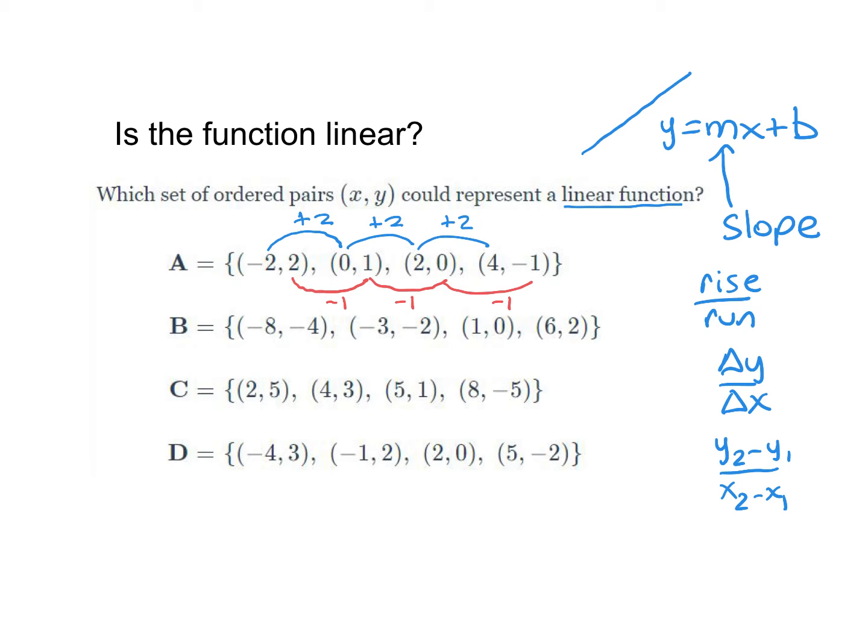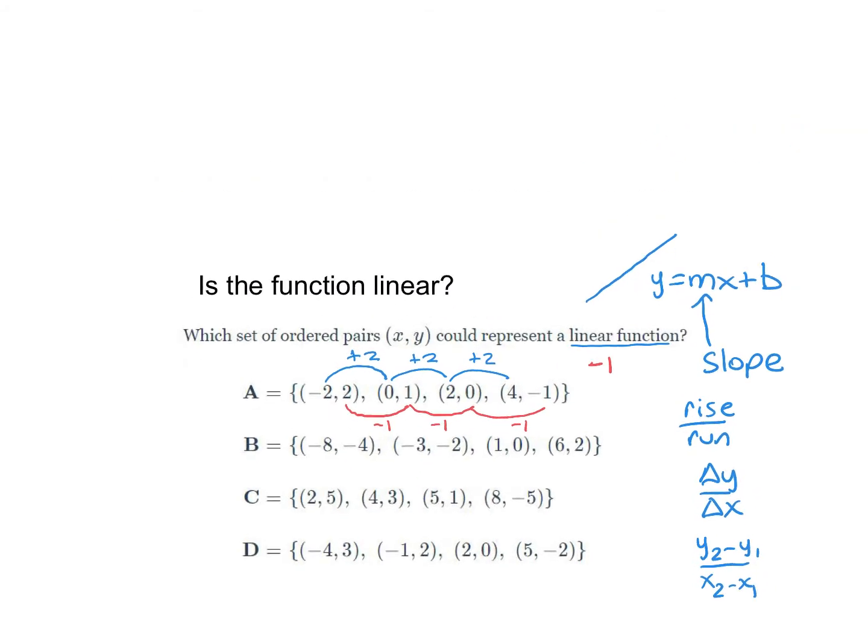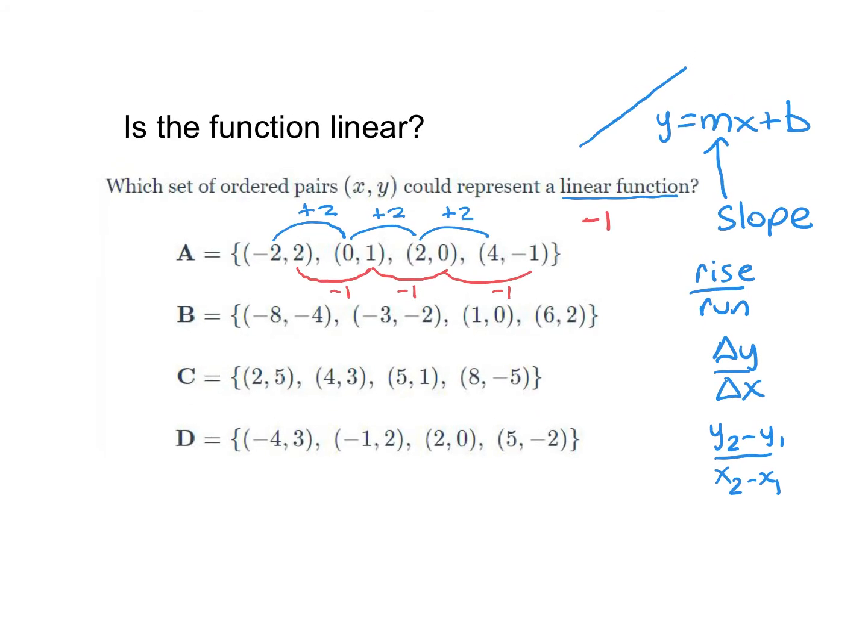So my rate of change, my change in y is my red. Whoops. And my change in x is my blue. So my rate of change there is -1/2. So that is my linear function. Let me find another one and just show you why it's not linear.